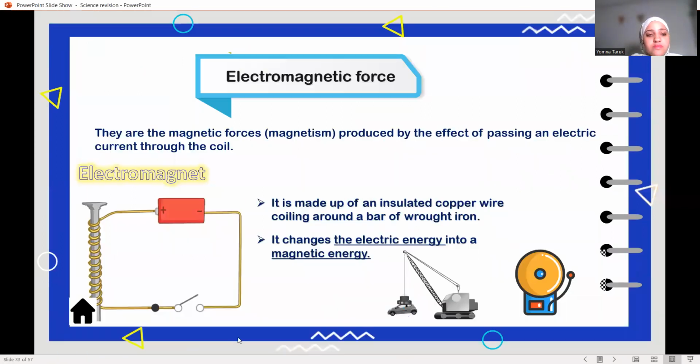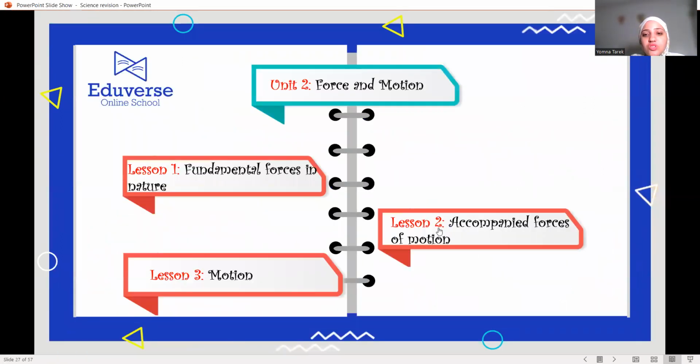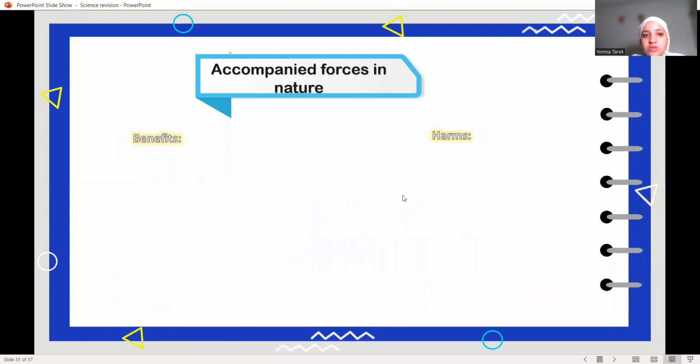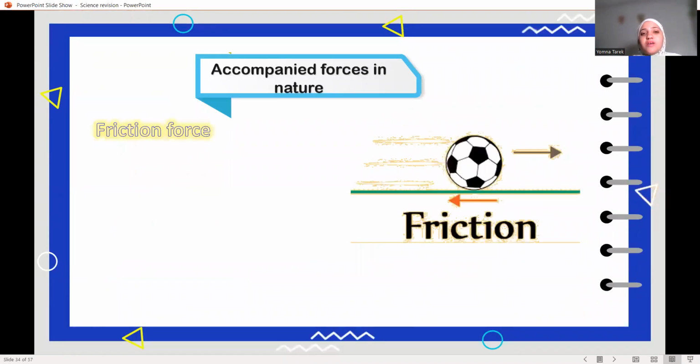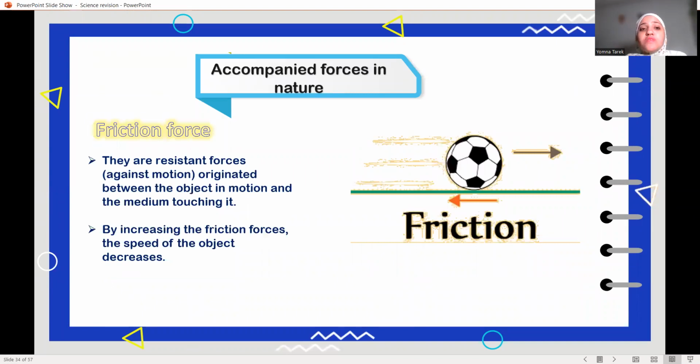Now let's start lesson 2. Okay, so friction force. What is friction force? Friction force is a resistance force. It happens against motion. Do you know the brakes in the car? This is actually friction. Friction happens when two objects are in contact together. So when we increase the friction force, the speed decreases. This is why the car stops.